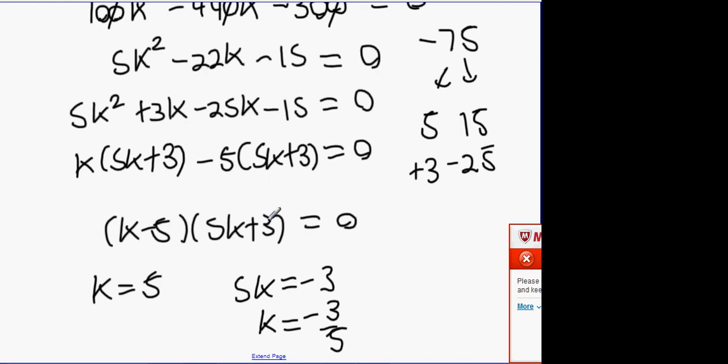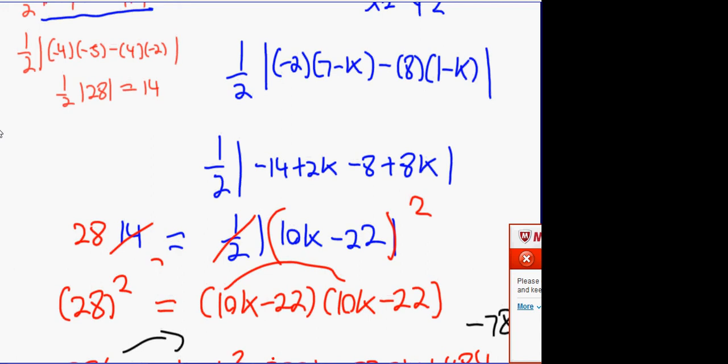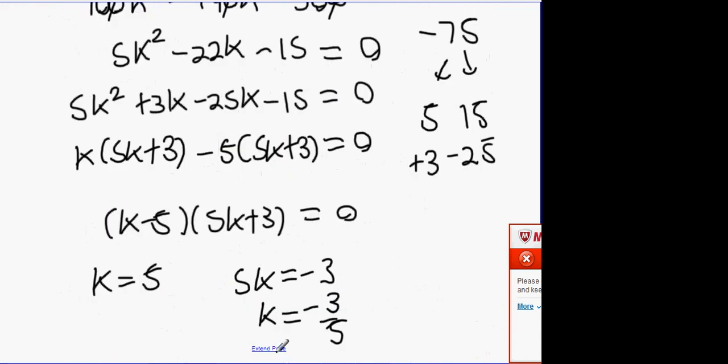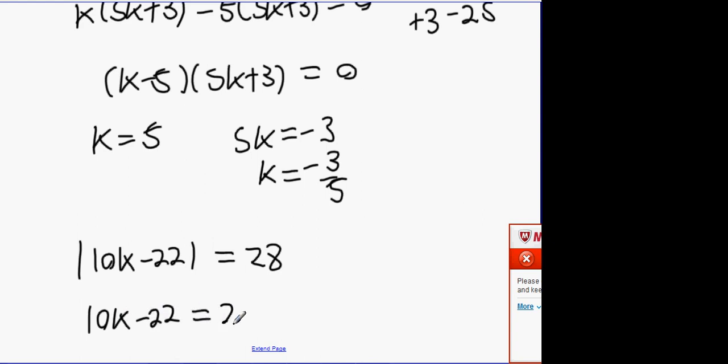Now guys, it's very obvious to say that the other way was a lot faster. But it's a case of you remembering how to do that. So one more time, okay? The other way was, what was it? 10k minus 22. Look at the difference in length, guys. 10k minus 22 equals 28. And what we said is, that means 10k minus 22 is either equal to 28 or minus 28.